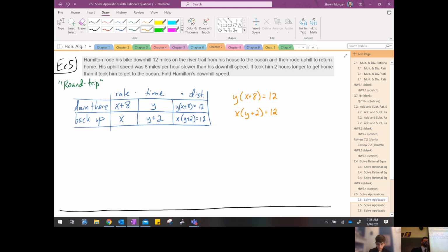I typically like to let the smaller unknown be my variable, right? And there's a couple unknowns in this case. So when we read the problem, they give us some ambiguous information about not just the rates, but the times as well, hence the use of two variables here. Don't be afraid to use two variables. You guys have learned how to solve systems of equations, right? What were those three techniques?